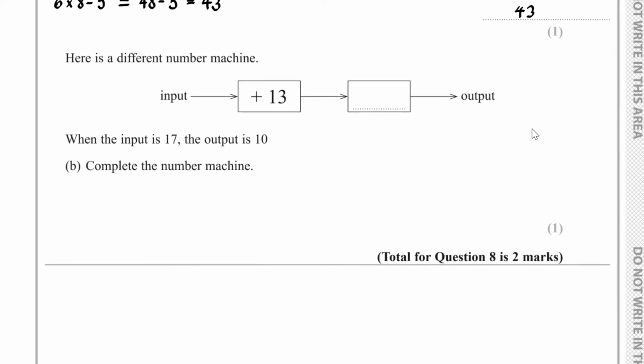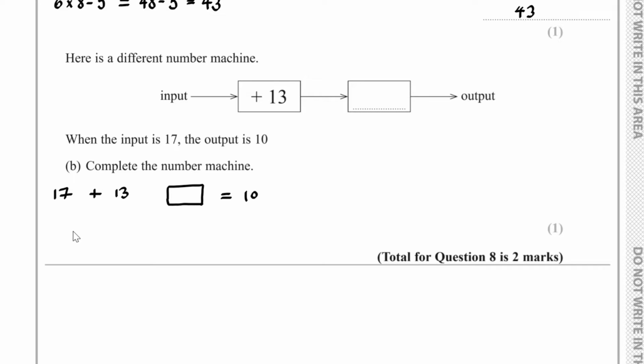And now for part B of the question, here is a different number machine. We have some input, we add 13. There's another rule over here and we get an output. When the input is 17, the output is 10. Complete the number machine. Well, if the input is 17, we then add 13, and then after this we follow some sort of an instruction, and then we get an output of 10.